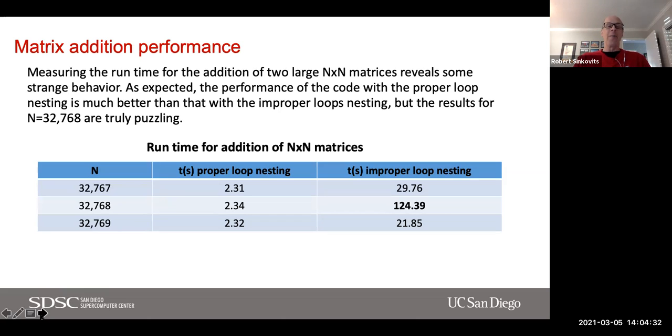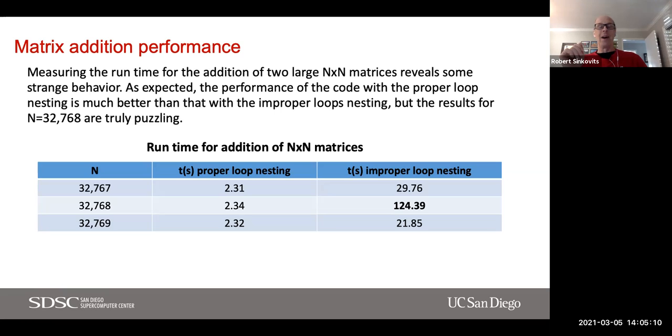So I coded up the matrix addition problem. It's in the repo. I measured the runtime for the addition of two large n by n matrices, and I saw some expected behavior and some very puzzling behavior. This is where I'm adding matrices of size n by n, where n is equal to 32,767, 32,768, and 32,769. First of all, we notice that when we use the proper loop nesting, we're always much faster than the improper loop nesting.